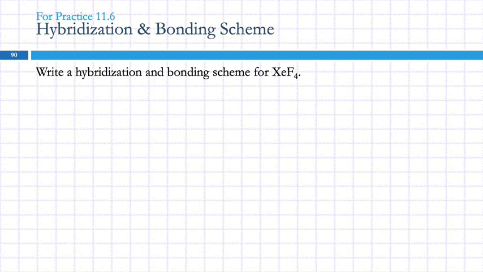Write a hybridization and bonding scheme for xenon tetrafluoride. So the first thing we need to do is start with a Lewis structure. So xenon will go in the middle, and fluorines will go around it.